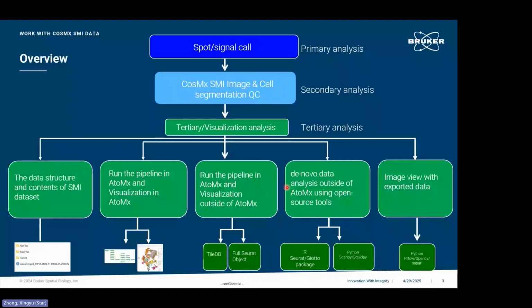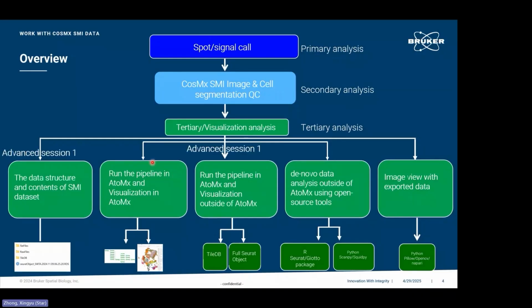You can also do de novo data analysis outside of AtoMx using open source tools with the exported data. Except for this gene expression matrix, we also generate some FOV images. So you can use open source tools like Napari to view images with the exported data. We have developed a Napari CosMx plugin that can visualize the data to generate very beautiful publication-ready images.